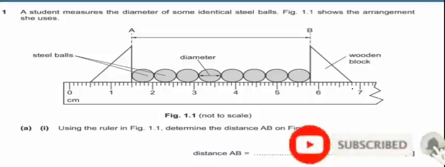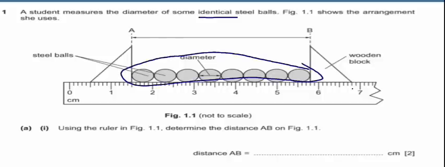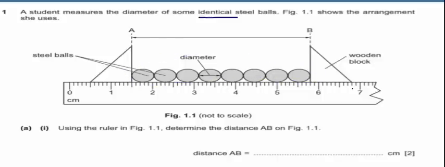So the first question reads, a student measures the diameter of some identical steel balls. Whenever they use the term identical, this means these balls are of the same size and they have the same diameter. Okay, figure 1.1 shows the arrangement she uses.